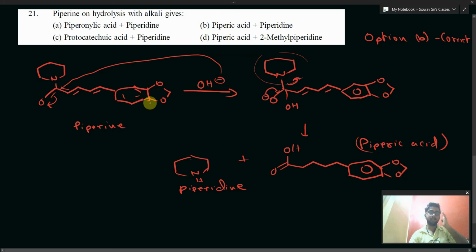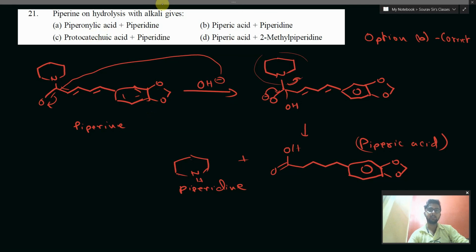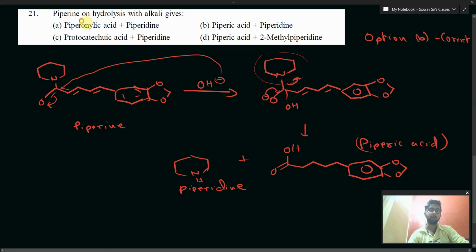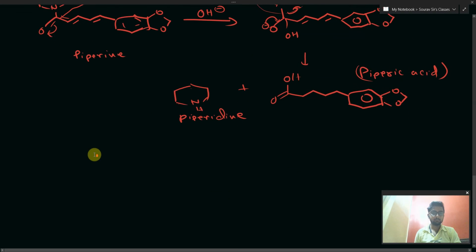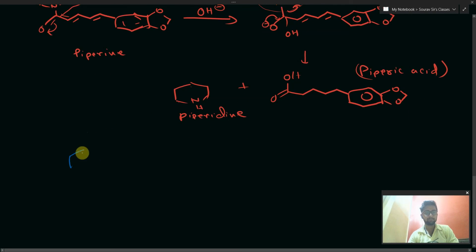So this was about the main option. Now let us look at the other structures that are given, and why those structures cannot be formed. So basically piperonylic acid. Let me just draw the structure of piperonylic acid for you. O, O, and we have a double bond O, OH. Basically this is piperonylic acid.